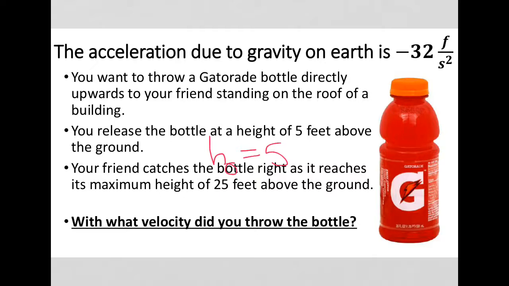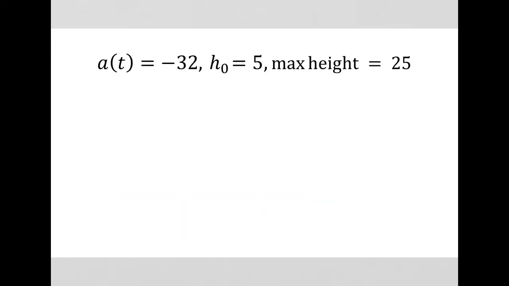Our friend catches the bottle right as it reaches its maximum height of 25 feet above the ground. So we know when the object is at its maximum height of 25 feet, the bottle will have a velocity of 0. And so we now need to use this information to come up with a system of equations. So we have our acceleration function, a of t equals negative 32.